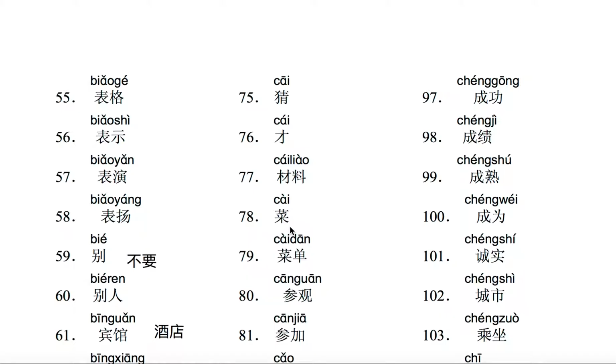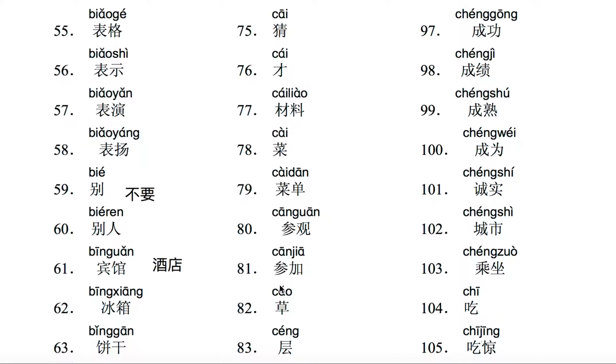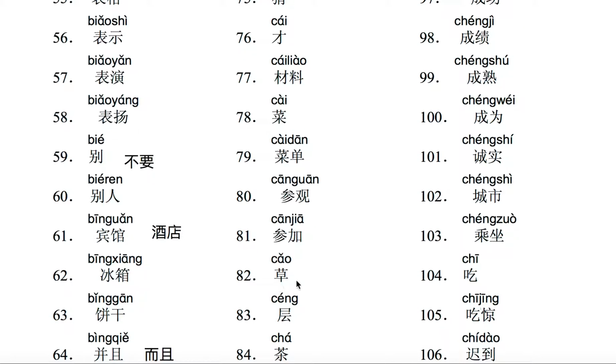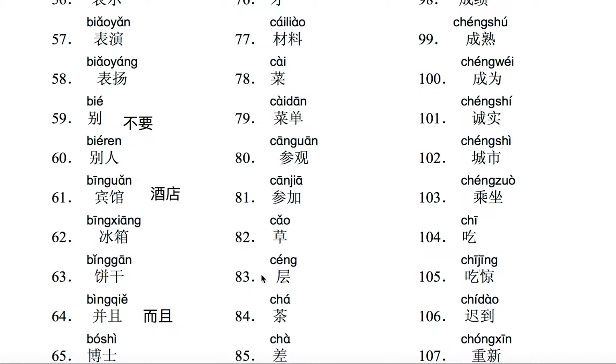In the last video, we finished by numbers 76, and in this video, we're going to start from number 77, okay? 77, 材料, material, 材料. 78, 菜, vegetable, 买菜, buy vegetable, 买菜. 79, 菜单, menu, 菜单, menu, okay?